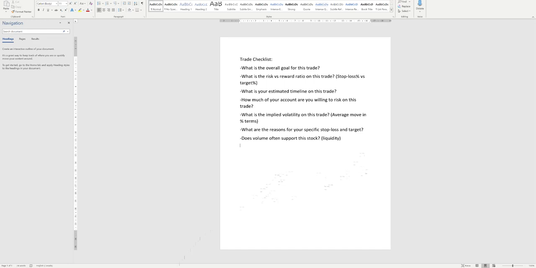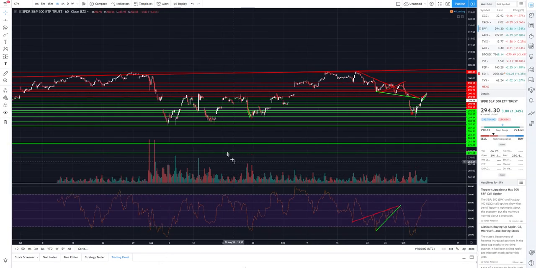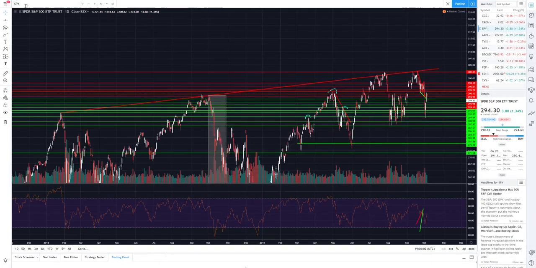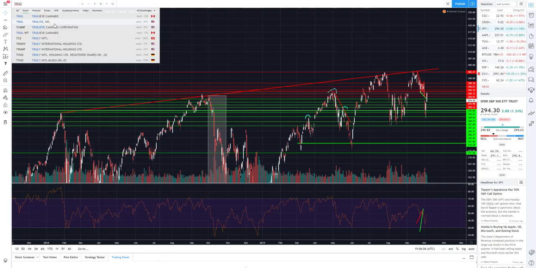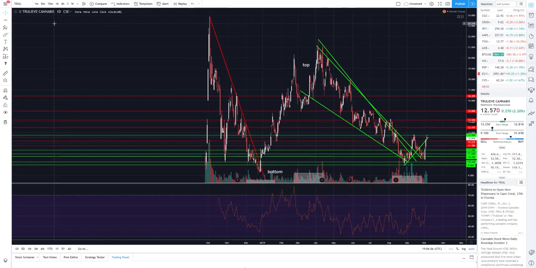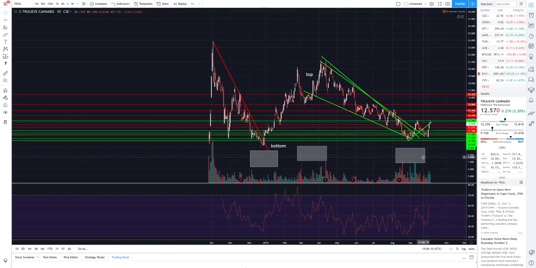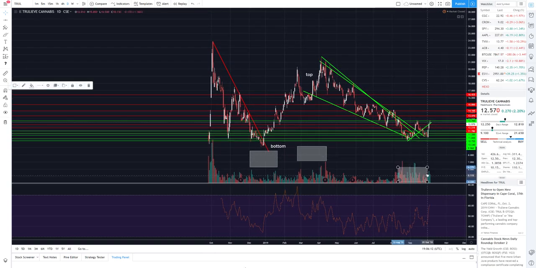So, what else? Again, we got to be reacting to these levels, always watching what was gained and what's not. It's important to know where you are on the chart. Trueleaf is one example of a long-term trader's vision.